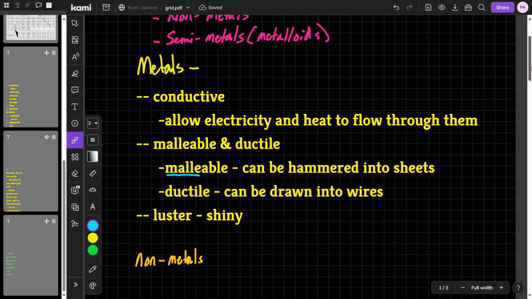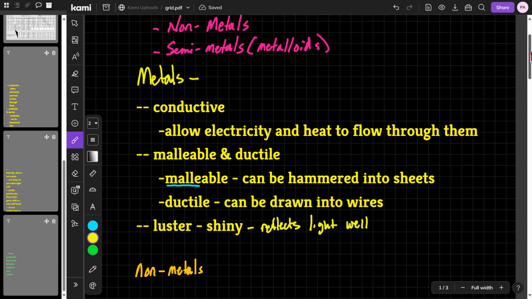Okay, and it has luster, which means it is shiny. Or more specifically, it will reflect light. Reflects light well. Okay, so those are the properties of our metals.